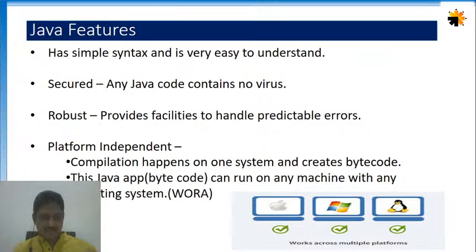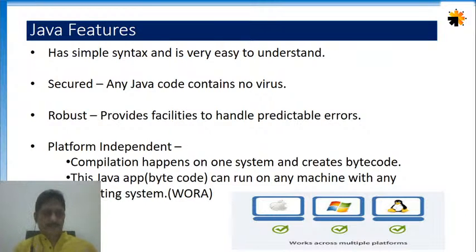Suppose somebody asks you which technology you're using, you say, I'm working on Java. On what platform? Then you have to say that I am working on Java on the Linux platform, or Windows platform, or macOS platform. That's what the feature is called: write once, run anywhere.